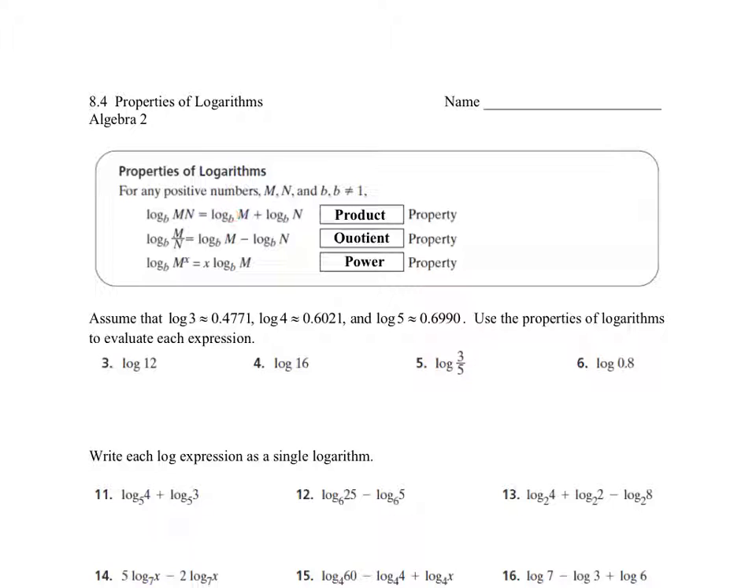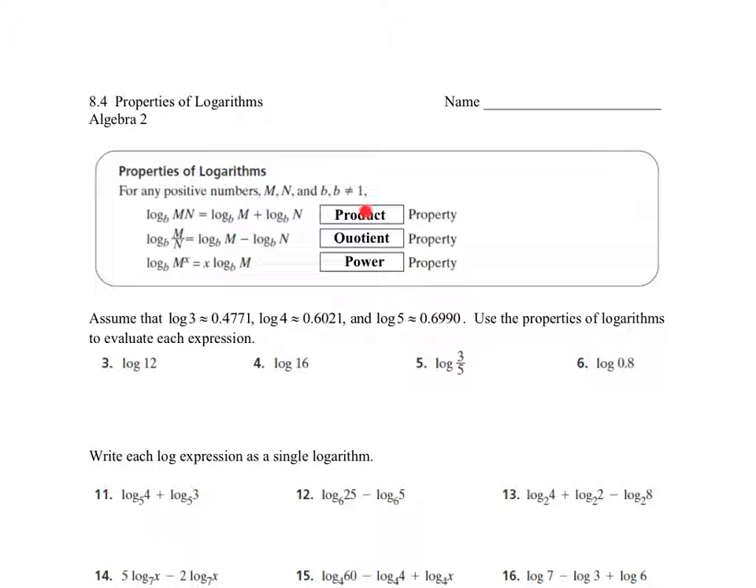And if you have the right hand side, which you have the same base, make sure you have the same base, and you're adding two logs of the same base, you can put them together and multiply. So if you start with the left hand side, you can get the right hand side, and if you have the right hand side, you can write it in the left hand side.